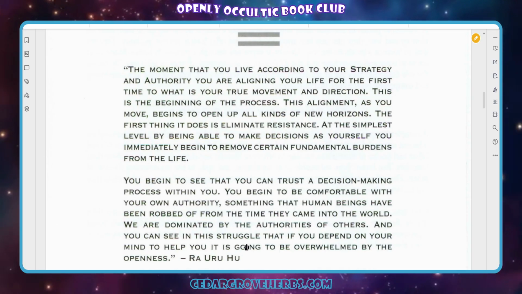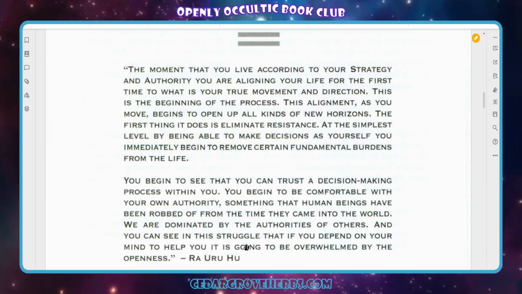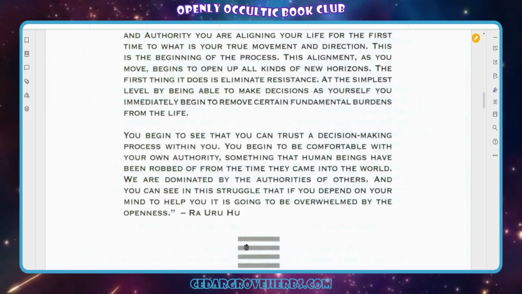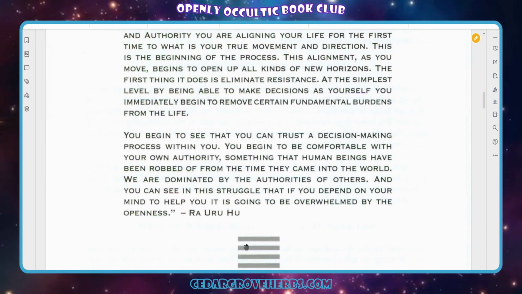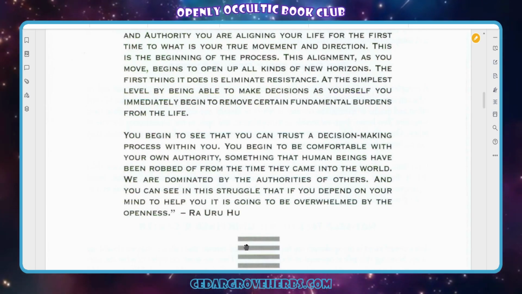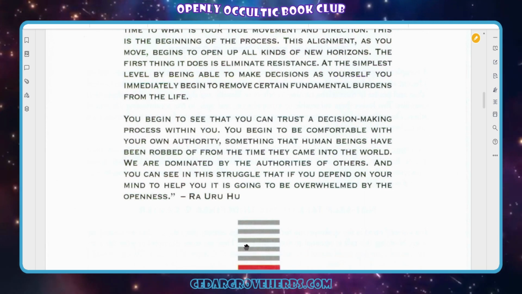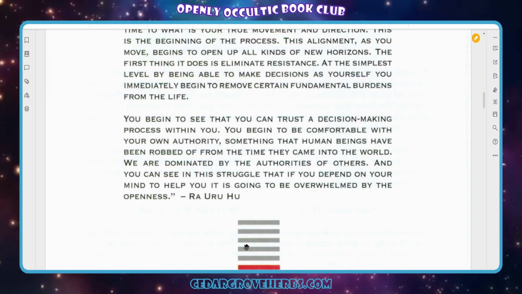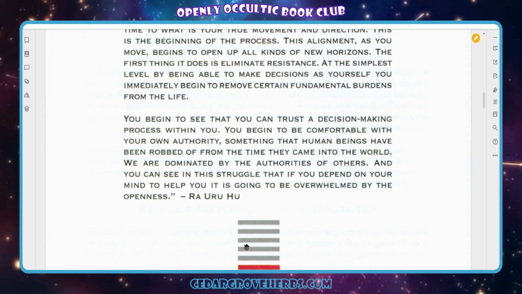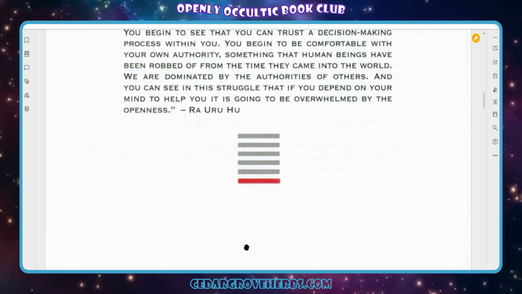At the simplest level, by being able to make decisions as yourself, you immediately begin to remove certain fundamental burdens from the life. You begin to see that you can trust a decision making process within you. You begin to be comfortable with your own authority, something that human beings have been robbed of from the time that they came into the world. We're dominated by the authorities of others. And you can see in this struggle that if you depend on your mind to help you, it's going to be overwhelmed by the openness.